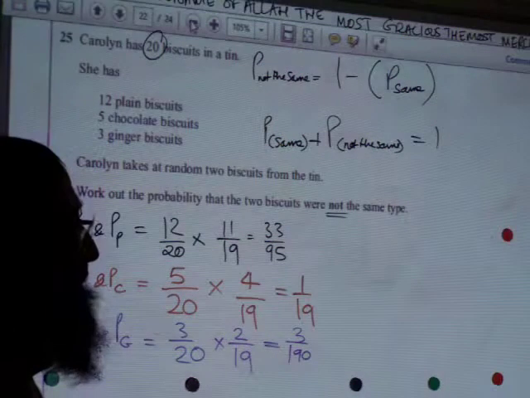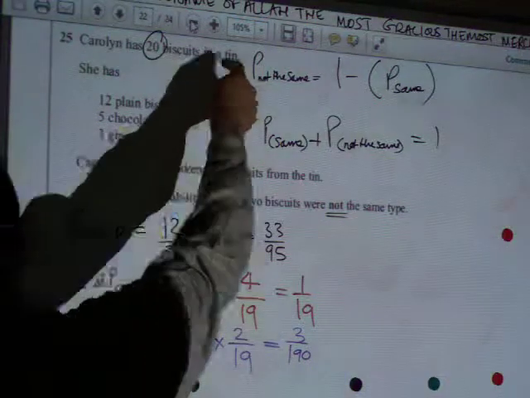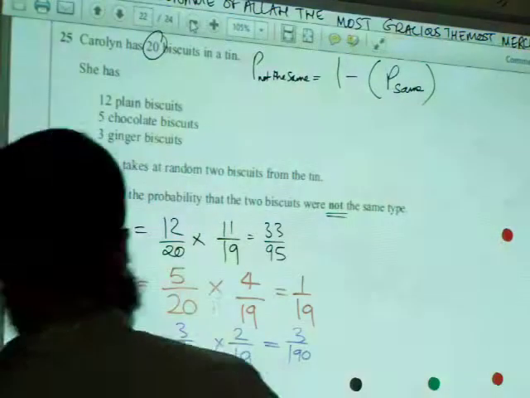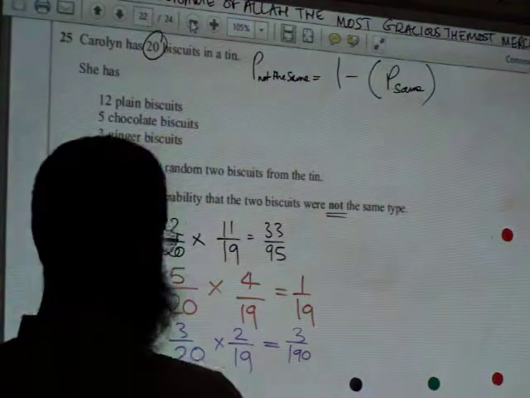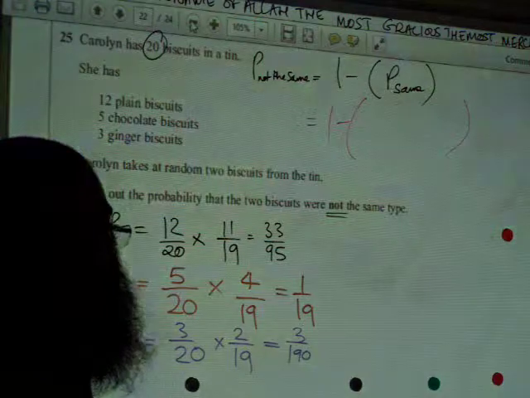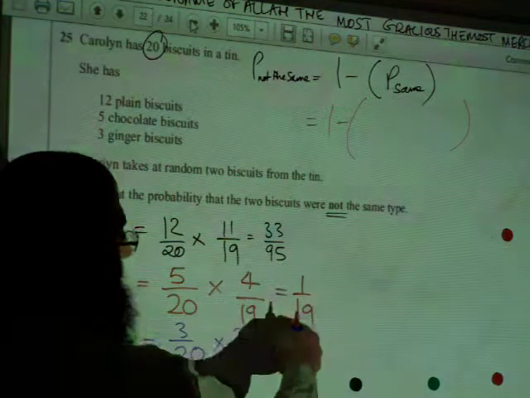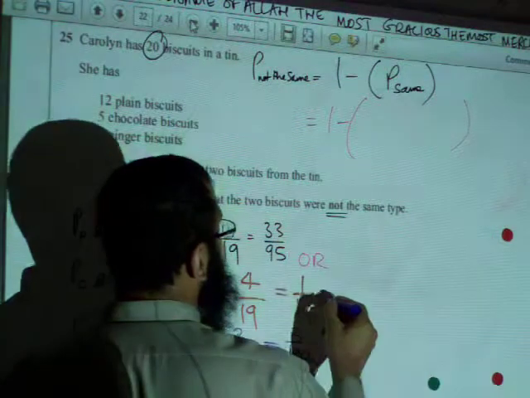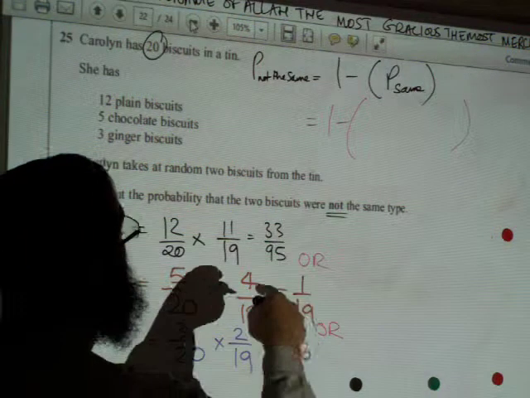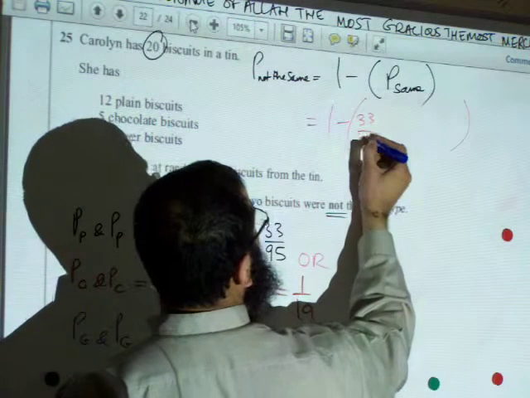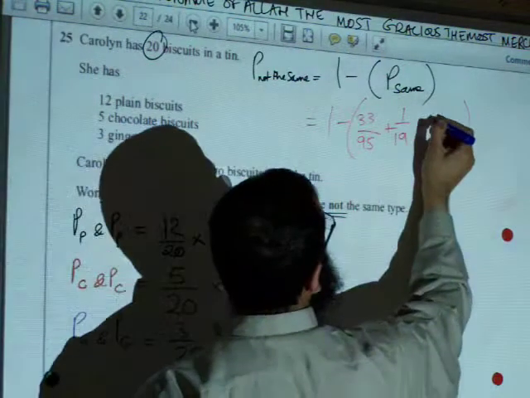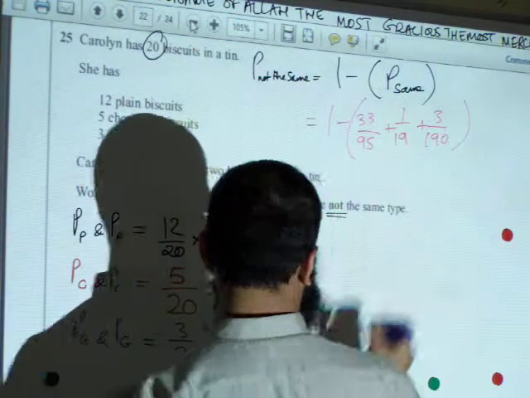Okay, good. Now, as we said in the beginning, we can use this technique to work it out. So, here we go. For the last part, let's choose a red. So what was the probability of getting the same biscuit each time? This, or this, or this. When we use the word or, what does the word or mean in probability? It means add. So we're going to do 1 minus 33 over 95, and we're going to add 1 over 19, and we're going to add 3 over 190. I think that's correct.